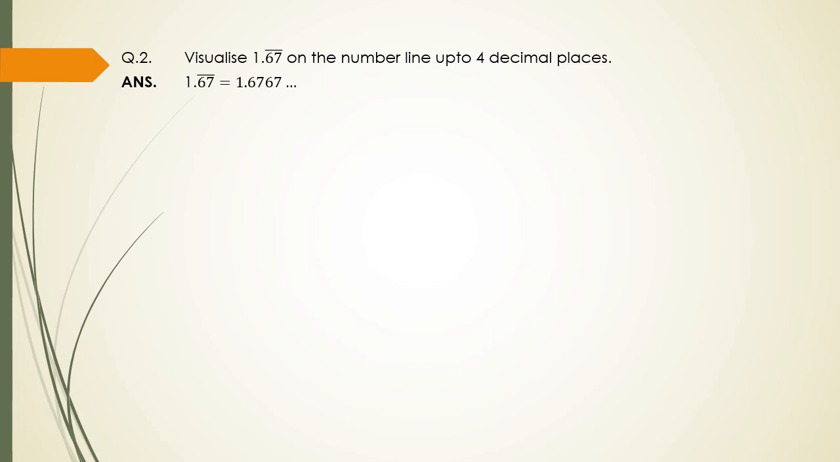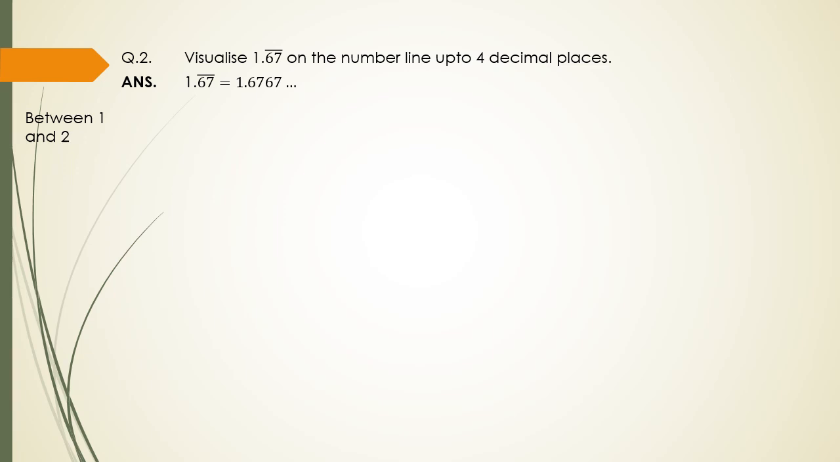We know that 1.67 recurring is nothing but, in the decimal part, the group of two numbers 6, 7 is repeating. As we are expected to show this number on the number line up to 4 decimal places, we will write 1.67 recurring as 1.6767 and so on, because they have asked us to do it up to 4 decimal places. That's why we have taken only 4 decimal places. Now we know that the number 1.6767 and so on lies between 1 and 2.